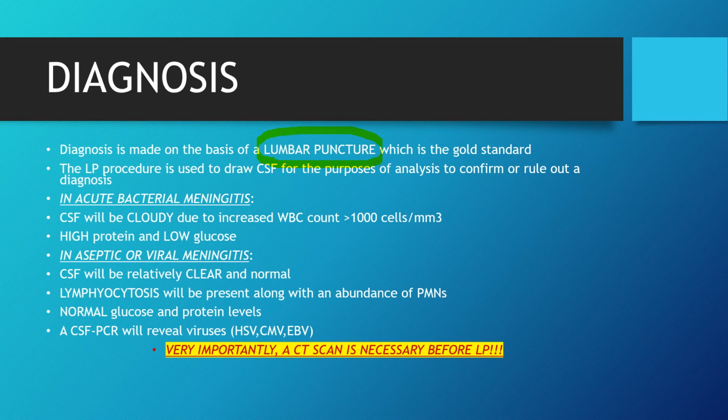In aseptic or viral meningitis, the CSF will be relatively clear, normal. There will be no turbidity or cloudiness, but there will be marked lymphocytosis. The glucose level will be normal. The protein levels will also be normal. The glucose levels will be normal because viruses don't require glucose for their sustenance like bacteria do. A CSF PCR can reveal viruses like HSV, CMV, EBV.